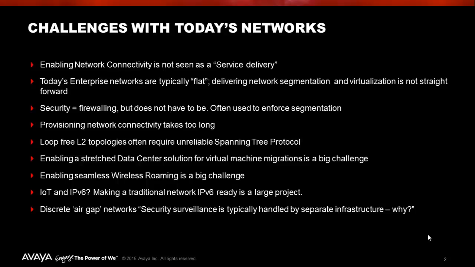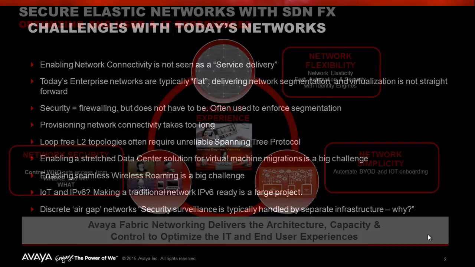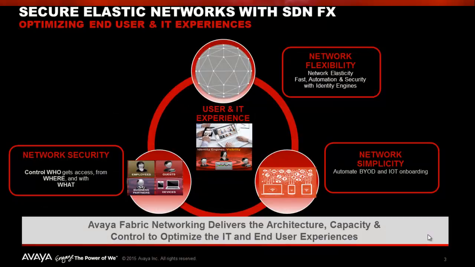And the question you have to look at in the long term is, could you approach the Internet of Things that way? Could you create an air-gap network for every single discrete IoT infrastructure you have? That certainly does not make sense or scale in the longer term. So SDN Fx, Avaya's SDN Fx, based on Fabric Connect, which is, again, based on an IEEE standard of shortest path bridging, is based on really three main pillars.